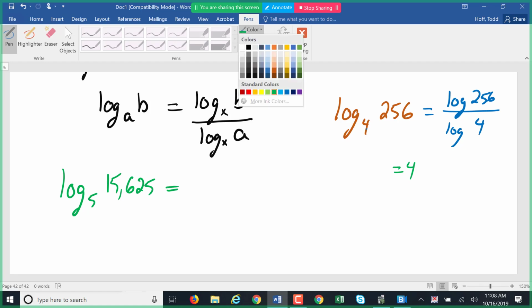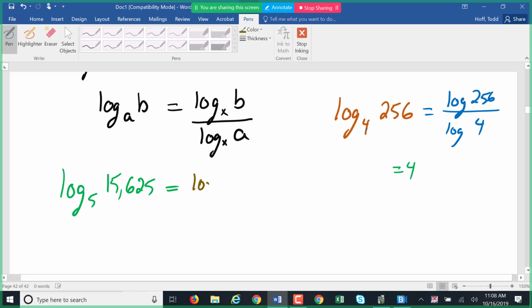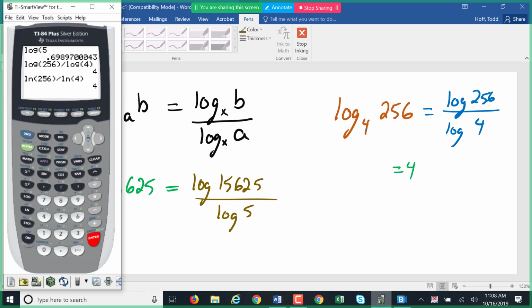So again, I'm going to use a log of 15,625 over log of 5. Now 5 to the power of 6 is 15,625. So again, log 15,625, make sure I close that parentheses, divided by a log of 5, we get 6.